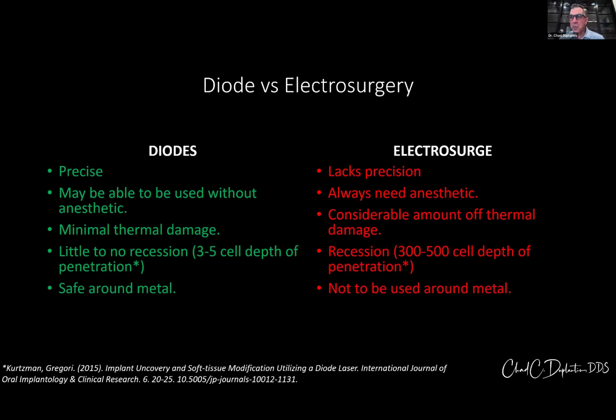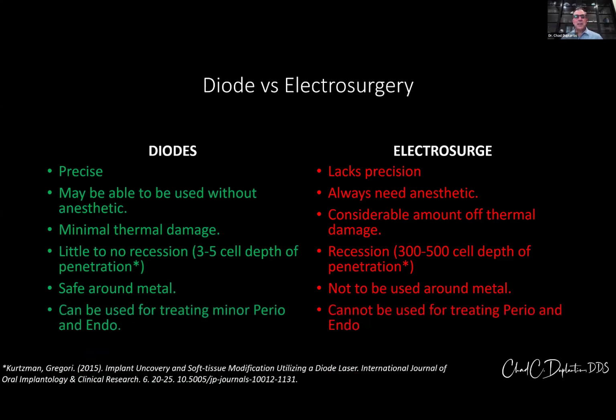Diodes are safe around metal, and that's why we can utilize these to uncover implants and so forth. Whereas the electrosurge is not to be used around metal. And so this makes our life a lot easier, especially if you're uncovering an implant. Even if you don't place implants and the patient comes over, they're ready to restore, you need to uncover it, feel very comfortable utilizing your laser.